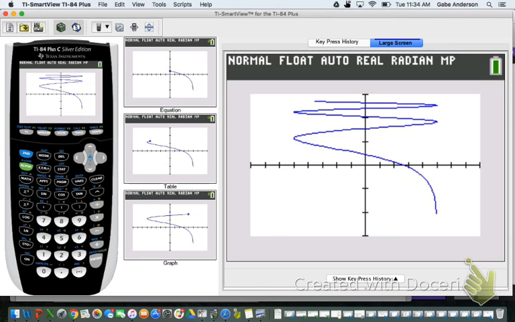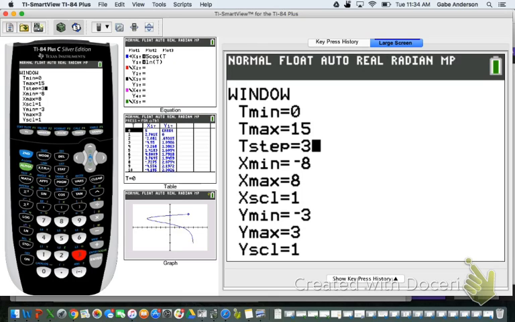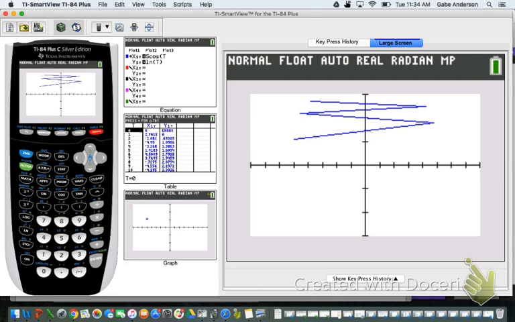What if we did go back and we said, all right, window, we're going to leave everything the same, but we might make our t-step like 3, like I said. Let's see what that looks like. You know what it should look like. Let's see what a t-step of 3 does.